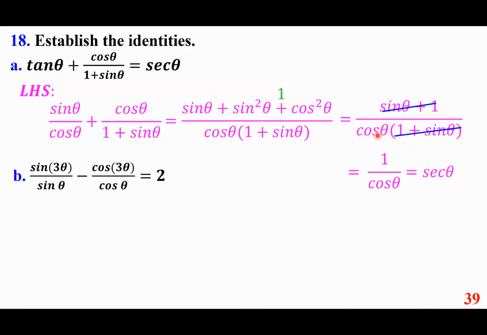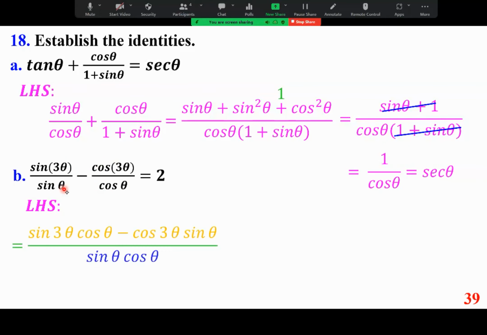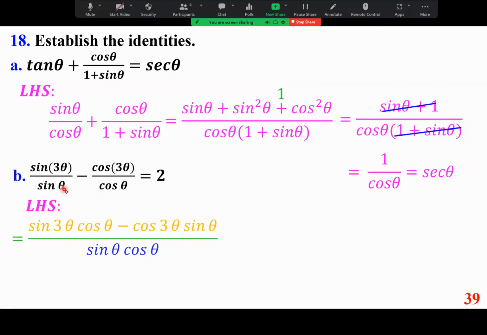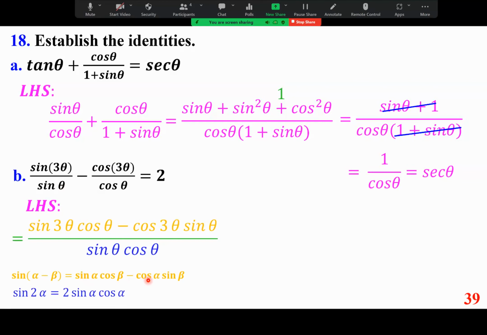We want to prove this again. The left-hand side, LHS, is more complicated. We are going to take a common denominator of sine theta times cosine theta. So sine 3 theta times cosine theta minus cosine 3 theta times sine theta. So what was sine of alpha minus beta? Sine alpha cosine beta minus cosine alpha sine beta. Take a look at this one. Therefore, the numerator is sine of alpha minus beta.